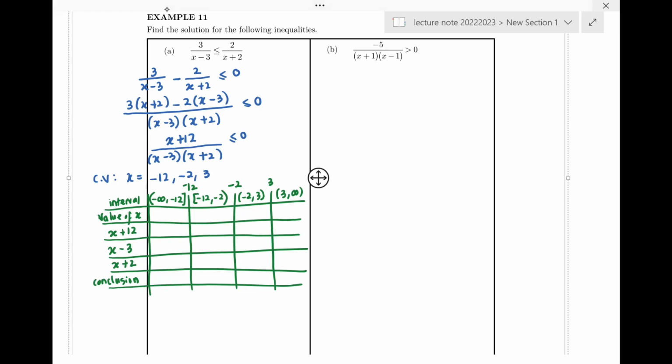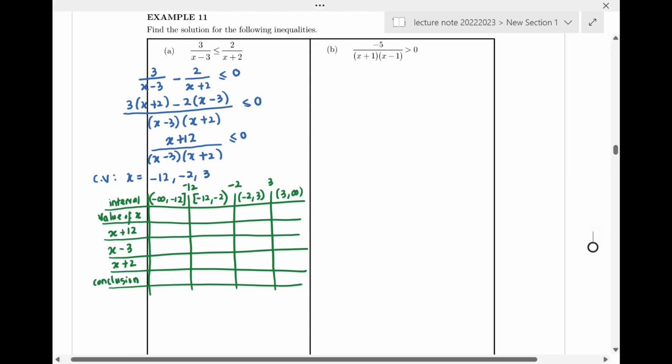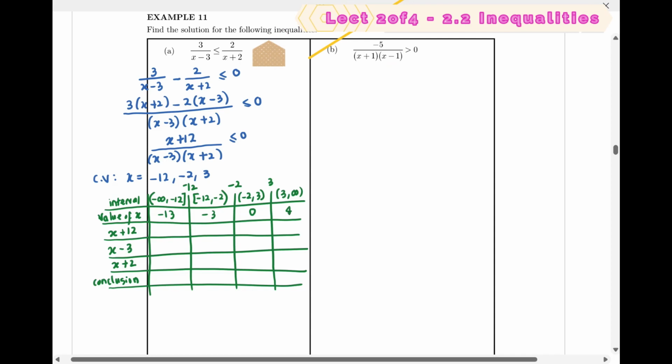So the first one, from negative infinity up to negative 12, we can choose maybe negative 13. Between negative 12 and negative 2, maybe we can choose negative 3. Negative 2 and 3, we can choose 0. Any number, yeah? Any number between negative 2 and 3. And we can choose 4 between 3 and infinity.